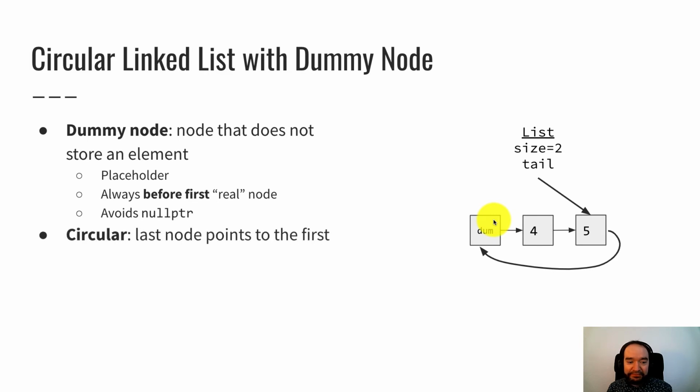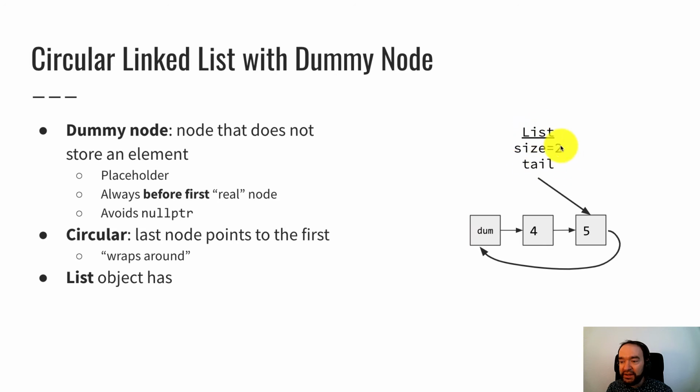Okay, the circular part of the design is that the last node points to the first one, which would be the dummy node actually. So the tail node here containing element 5 needs a next pointer and it points back to the dummy node, so it loops around to the beginning. So we have kind of a circular situation here. You can imagine if we keep following these next pointers, we're going to spin around forever, and our code needs to be careful not to do that and get stuck in an infinite loop. So you could think of this as wrapping around back to the beginning.